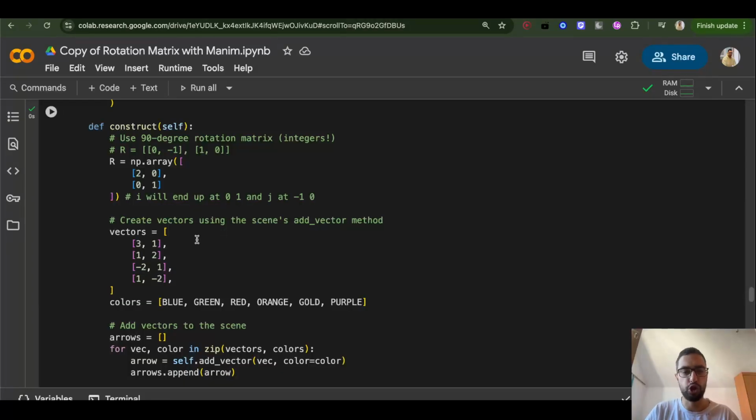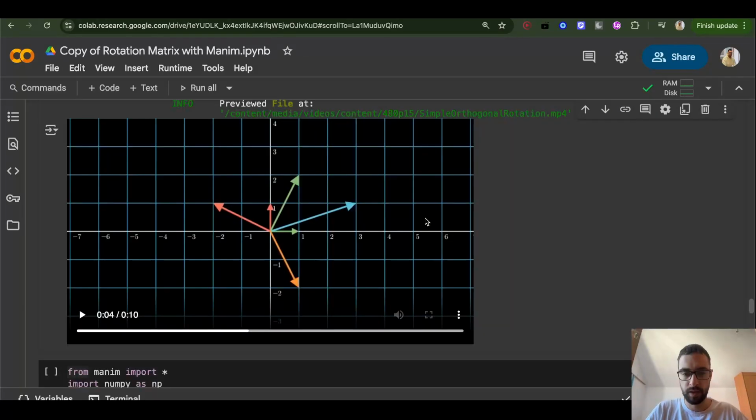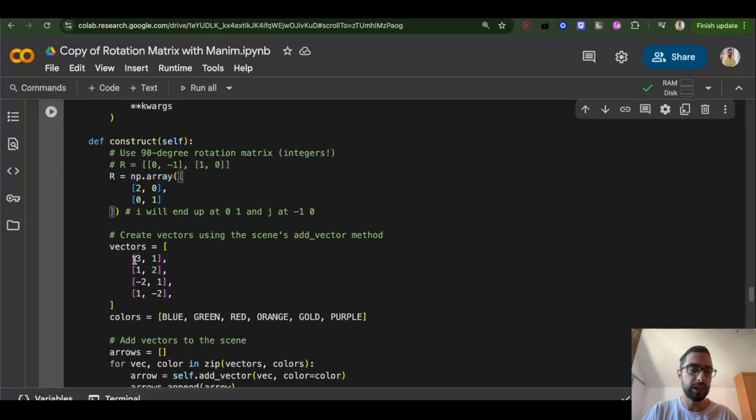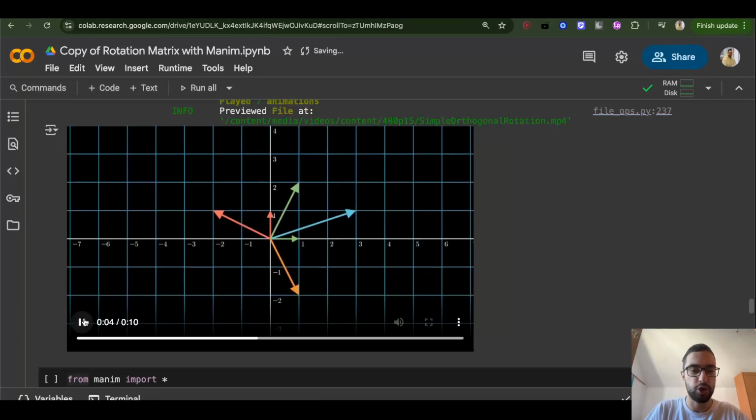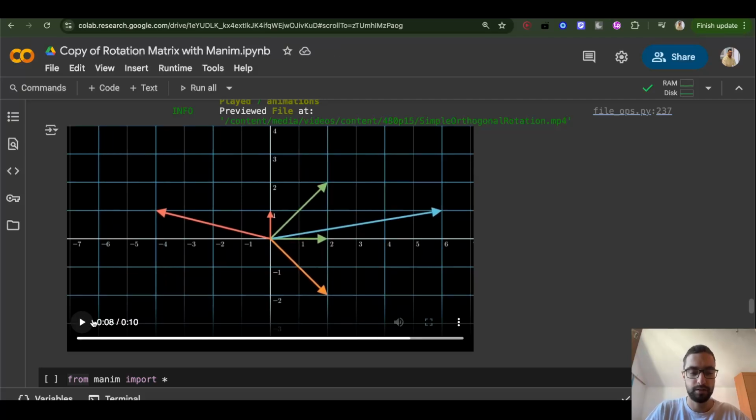I want to first draw some vectors. So we have vectors 3, 1, 1, 2, etc. So this is the vector, the blue one is 3, 1, 3x and 1y. And we have all of these other vectors. If you multiply all of these vectors with this matrix 2, 0, 0, 1, this will double the x coordinate. So this will be 6, 1. Let's just see before we go deeper. So you see it's just going to double every x coordinate.